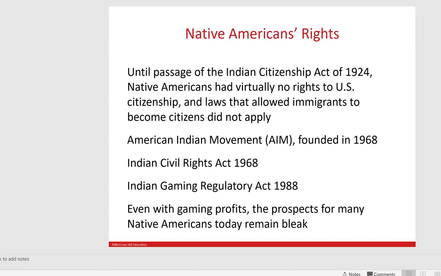Native Americans had no rights to U.S. citizenship until 1924. They were considered citizens of whatever nation under which they lived and believed according to the treaties signed between 1778 and 1870. The struggle for the rights and liberties of the Native Americans continues.